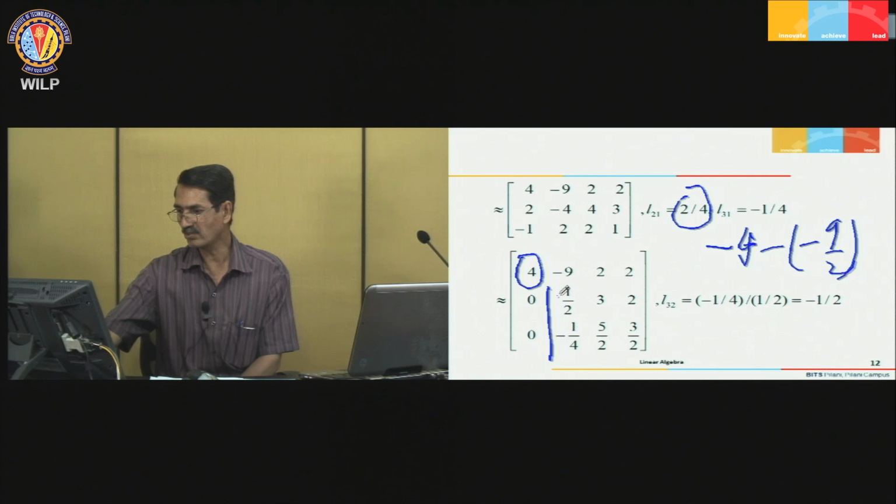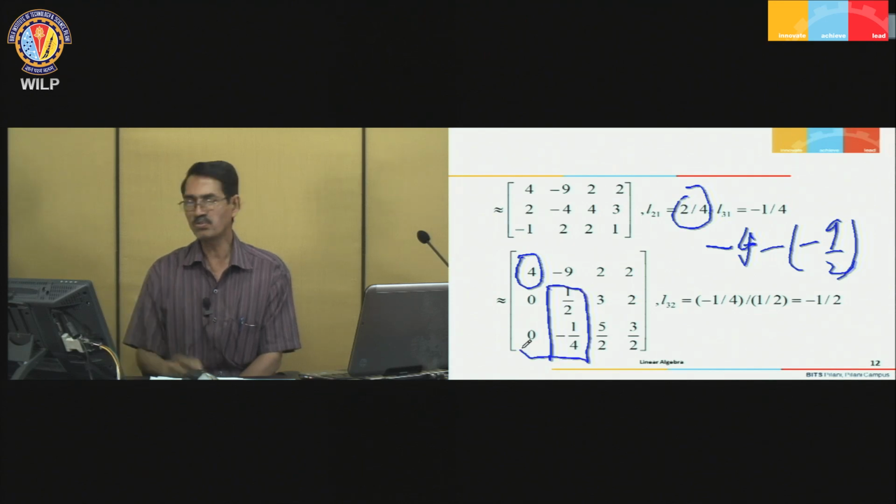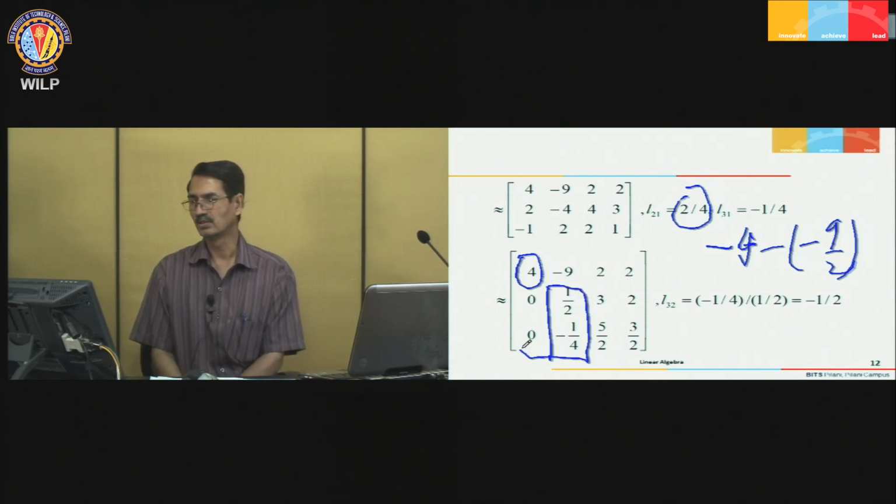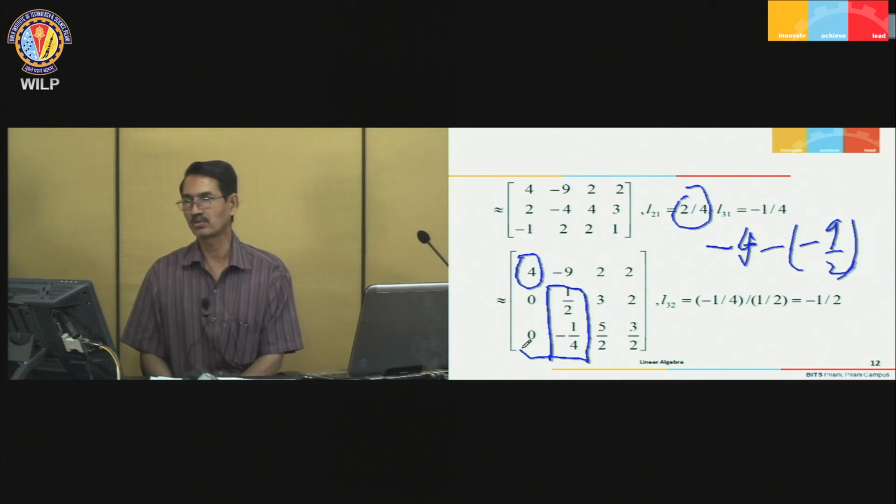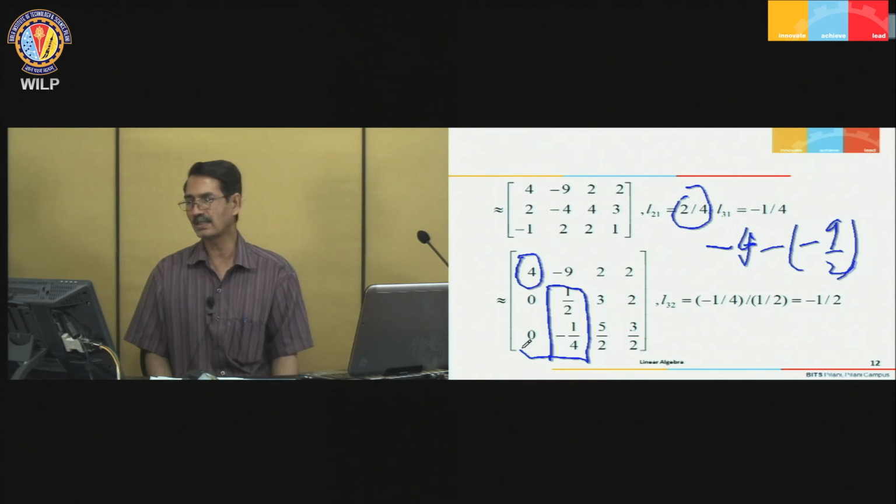Now, look at the second column. In the second column we shall see only this part up to here. See which one is the numerically largest value. Half and minus 1 by 4. Which one is numerically largest? 1 by 2 is the numerically largest. So, therefore, there is no need of changing rows.